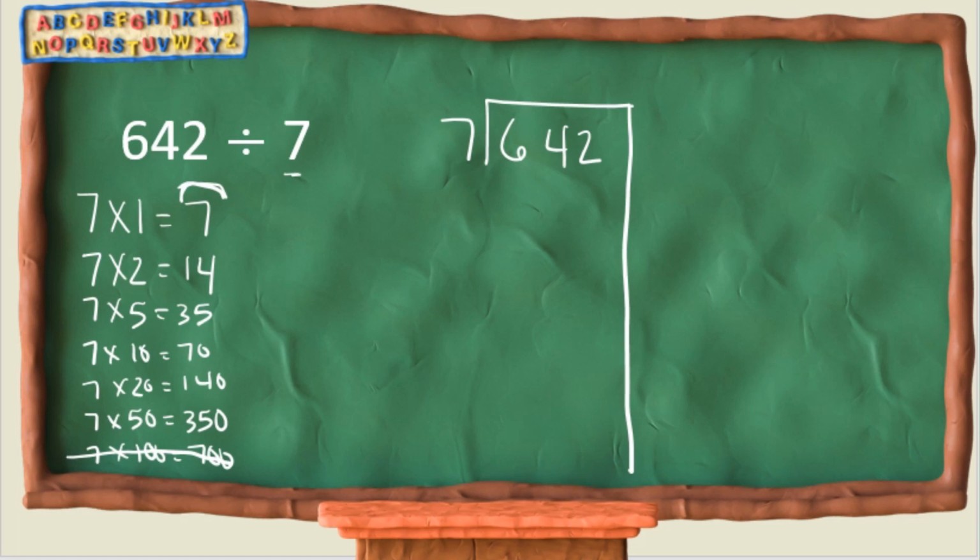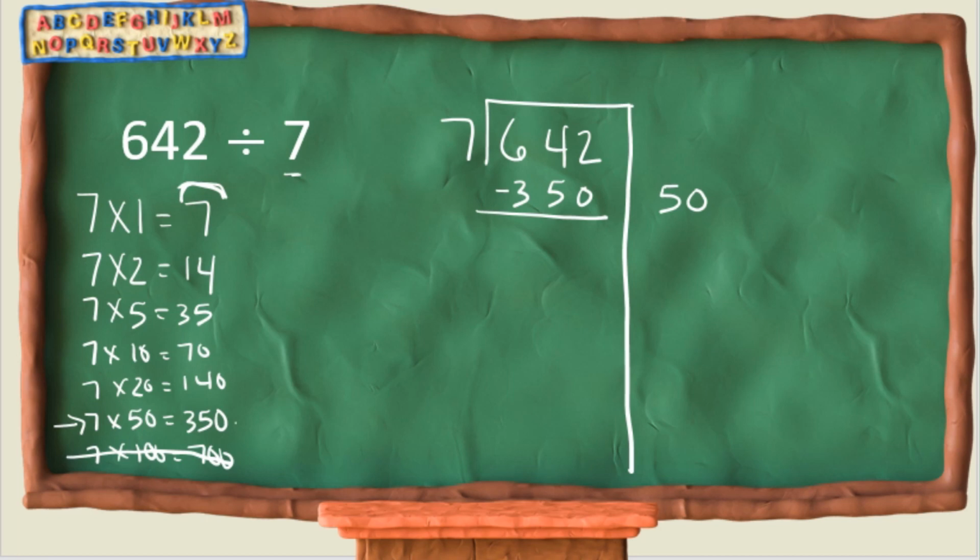So the first thing I want to do is say which one of these answers will get me close to 642 without going over. If I look at all my facts and my answers, I see that 350 is the biggest and I will not go over 642. So I'm going to take away 350 from 642. Then you want to think, how did you get this 350? Well, we got it from this fact, 7 times 50. So I'm going to put the 50 on the outside. So 7 times 50 equals 350.